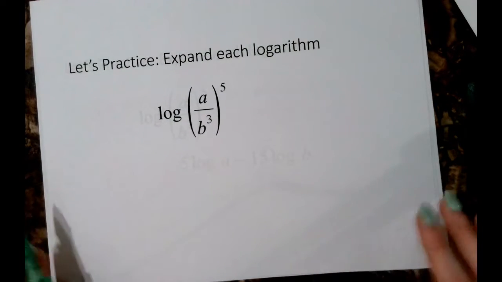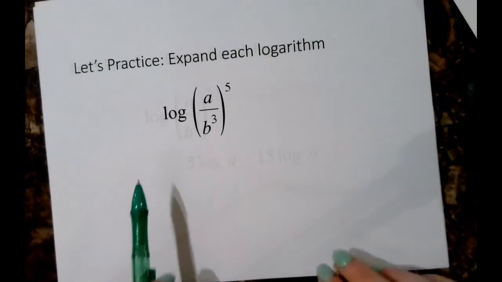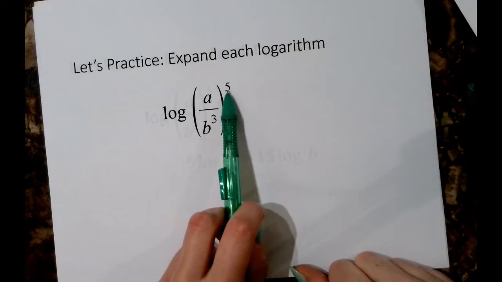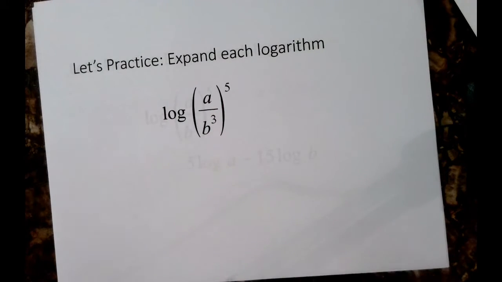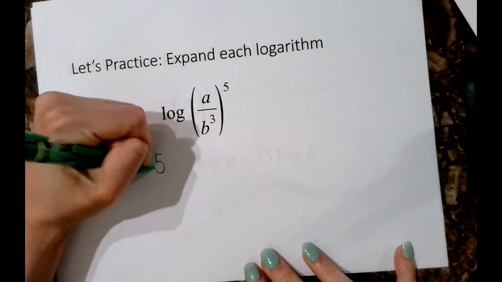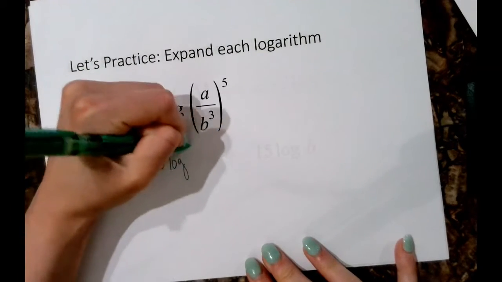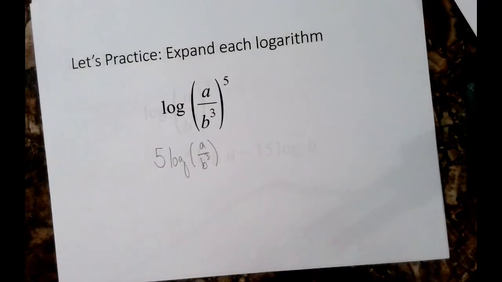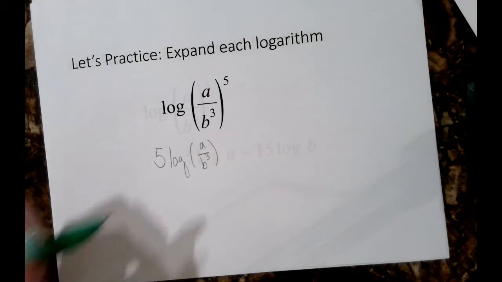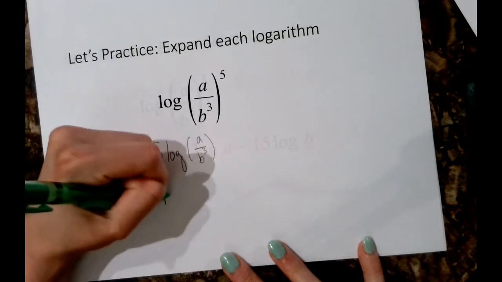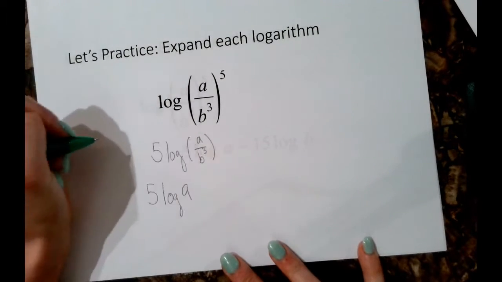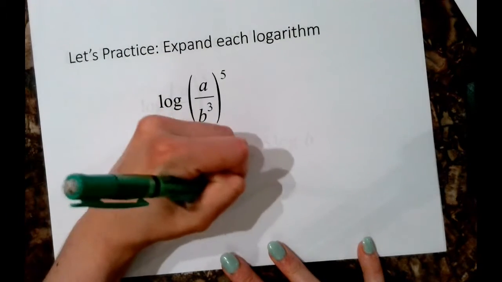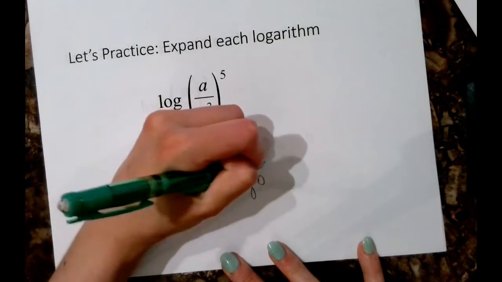So, what I would honestly do with this one is I would move the power out in front to begin with. So, we've got 5 log of a over b to the 3rd power. Now it's easy to see, okay, we've got this division, let's separate it out using subtraction. So 5 log a minus 5 log b to the 3rd power.